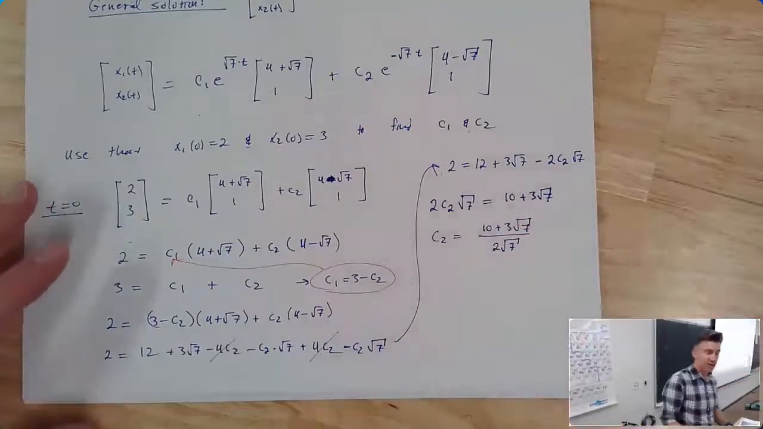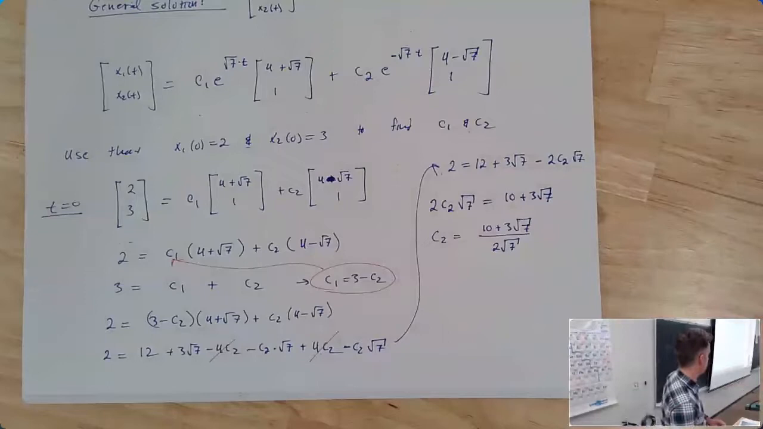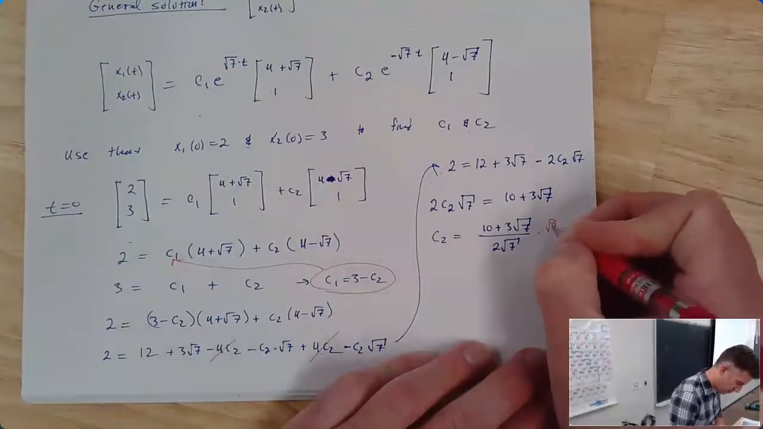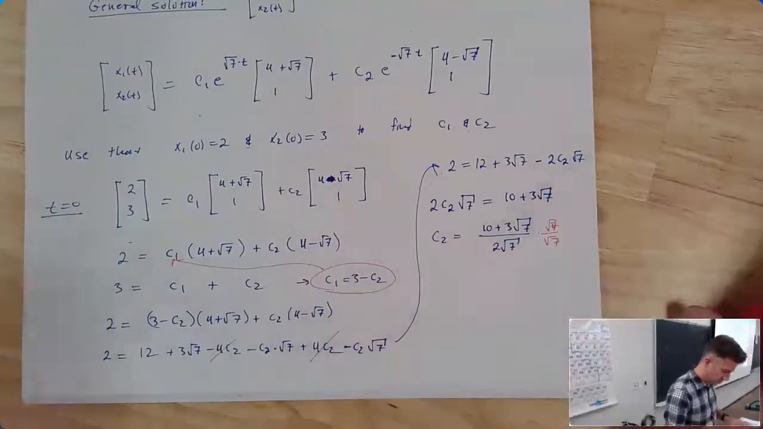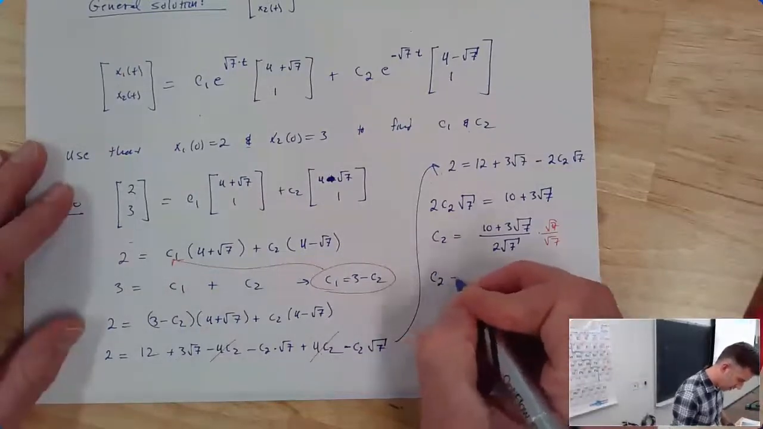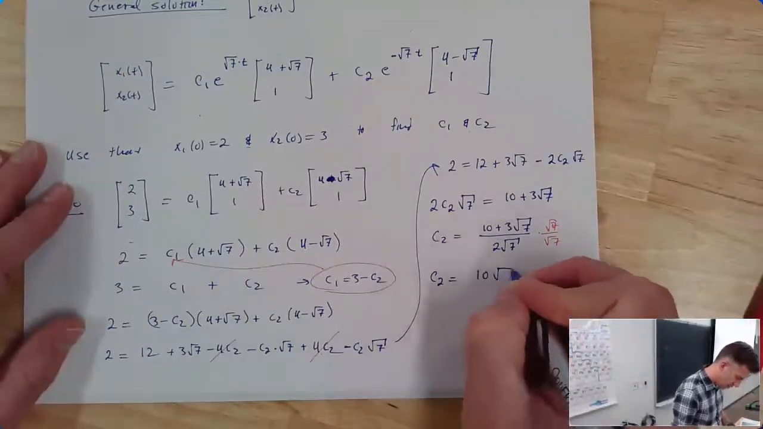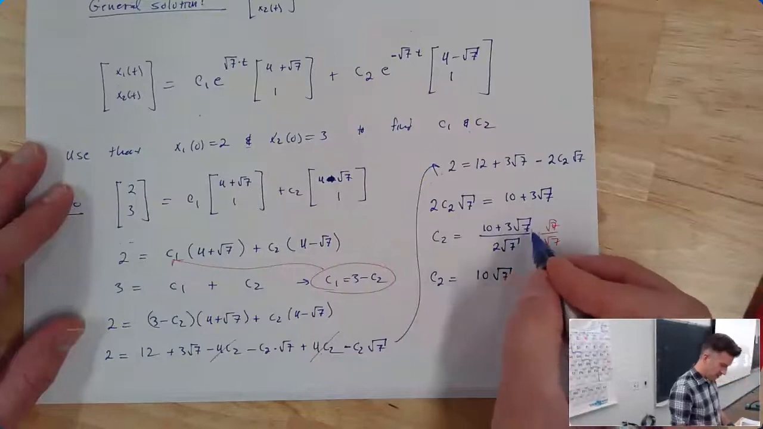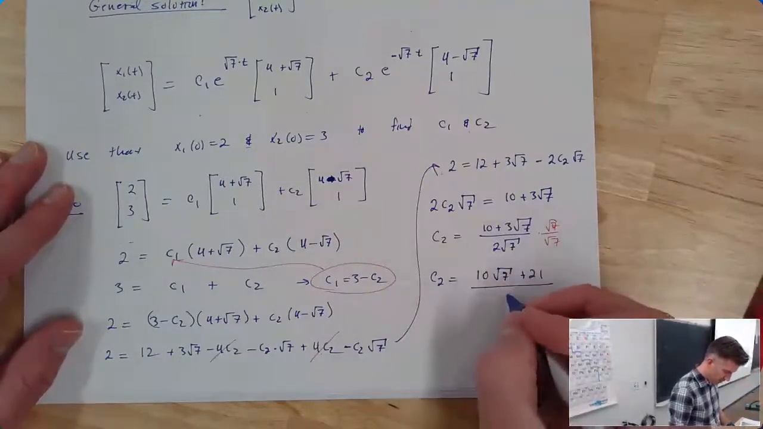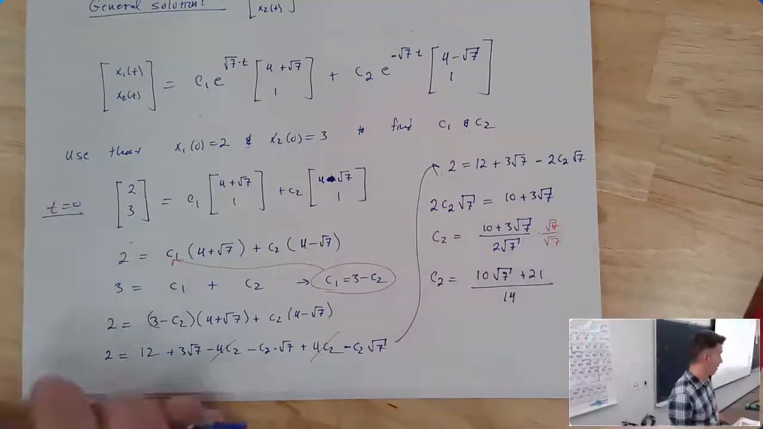And then if you're looking at solutions, it's pretty standard to rationalize the denominator here. So I'd multiply the top and bottom by root 7 to get something not particularly nice looking. We're going to get c2 equal to 10 times root 7 plus 3 times 7, which is 21, over 2 times 7, which is 14.